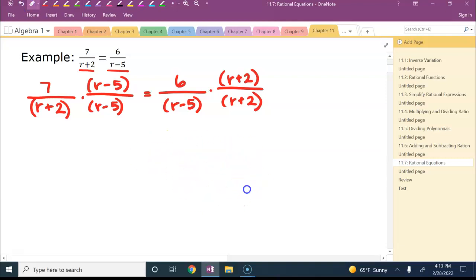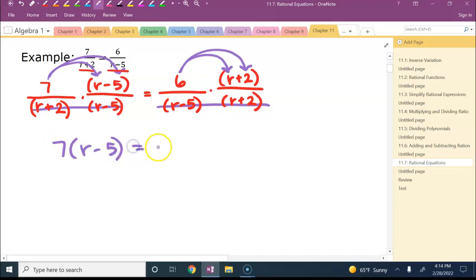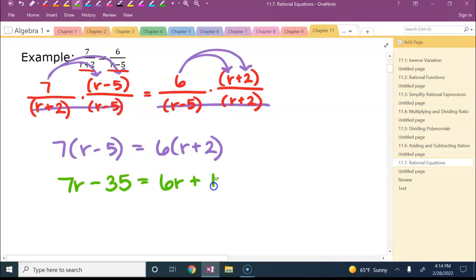So what I'm going to do at this point is I'm going to assume that these denominators basically cancel off, and I'm just going to work with the numerator parts. So on the top, I'm going to take 7 times the r minus 5, and I'm going to do 6 times r plus 2. So I have 7 times that r minus 5, and we're setting it equal to that 6 times r plus 2. And like I drew those arrows in, we're going to have to distribute. So now it says 7r minus 35 equals 6r plus 12.